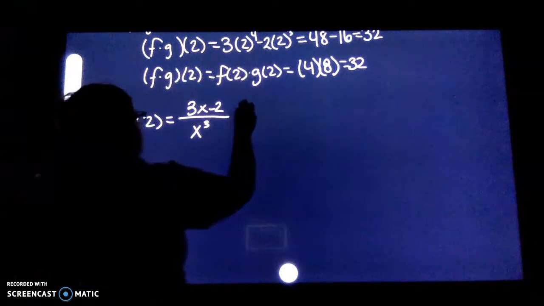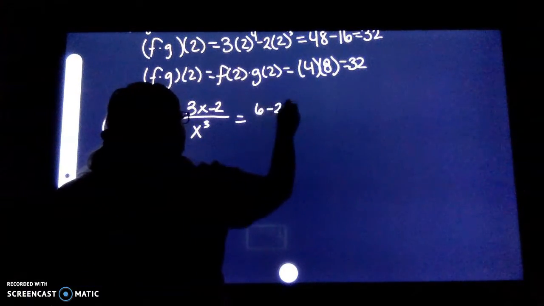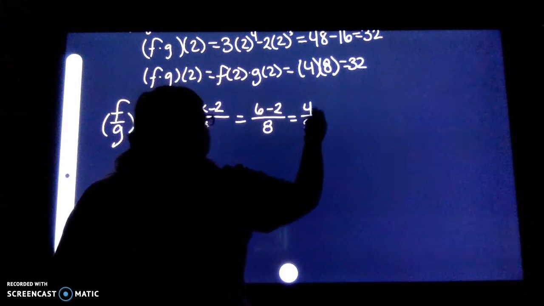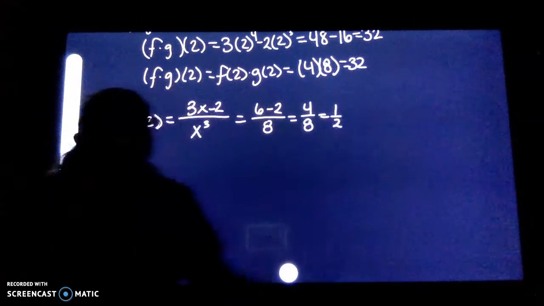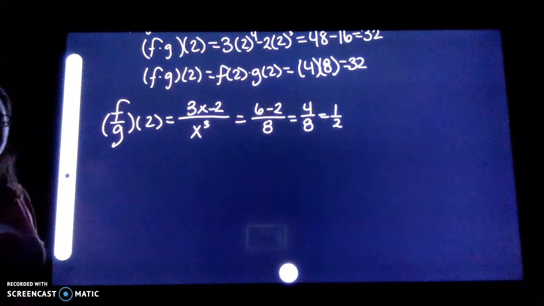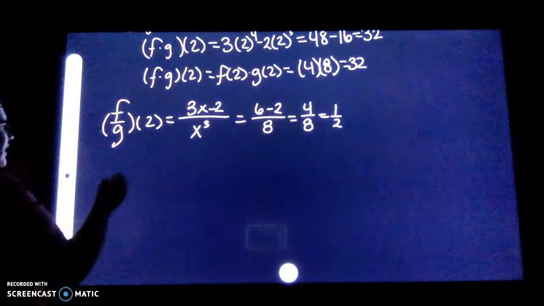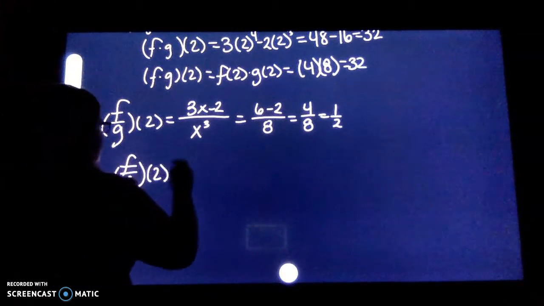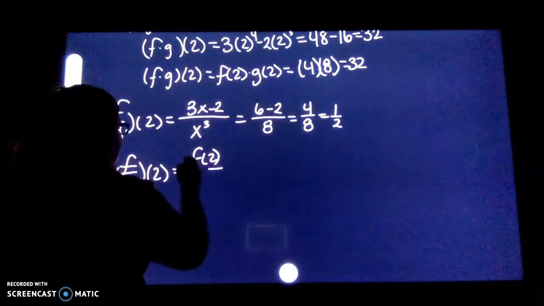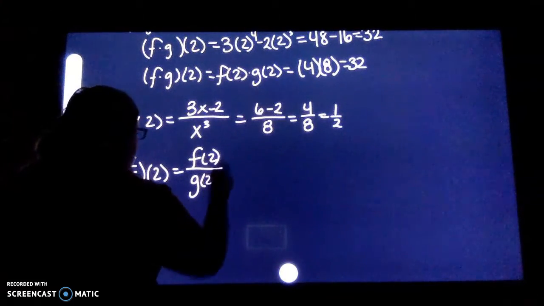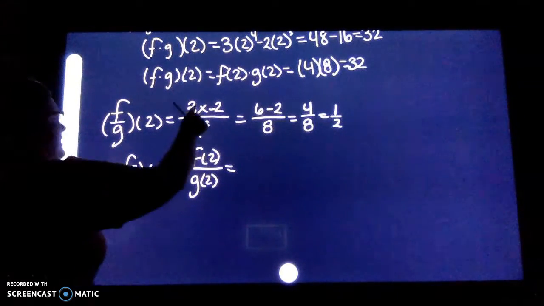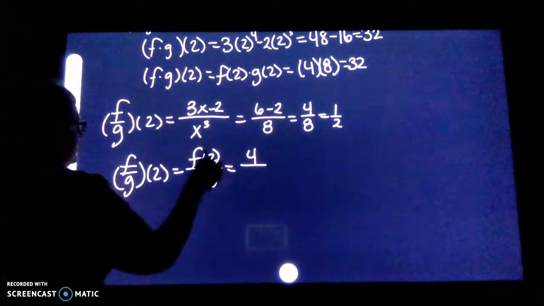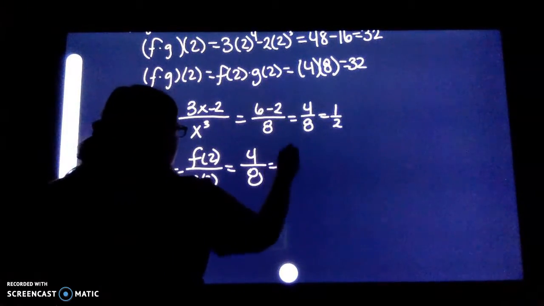So I would go ahead and plug 2 in, and I get 6 minus 2 over 8. 6 minus 2 is 4, divided by 8 simplifies to 1/2. Let's see what would happen if I plugged 2 in from the start. So f divided by g of 2 is the same as the f function solved at 2 over the g function solved at 2. 3 times 2 is 6, minus 2 is 4. 2 cubed is 8, which reduces to 1/2.